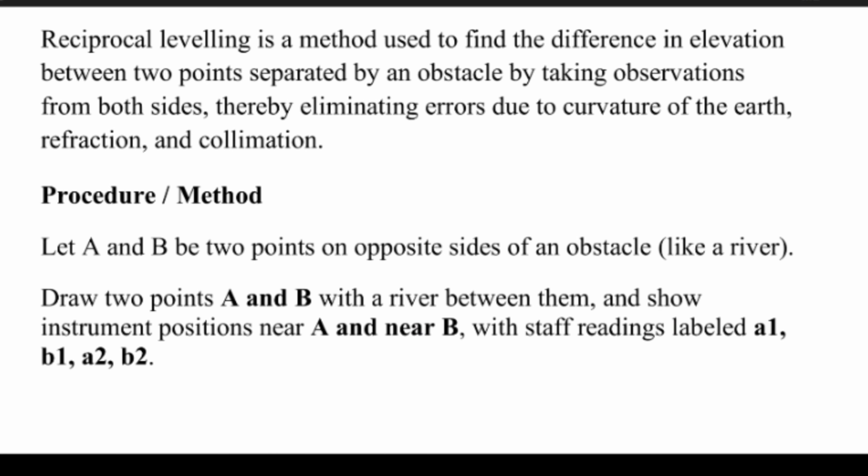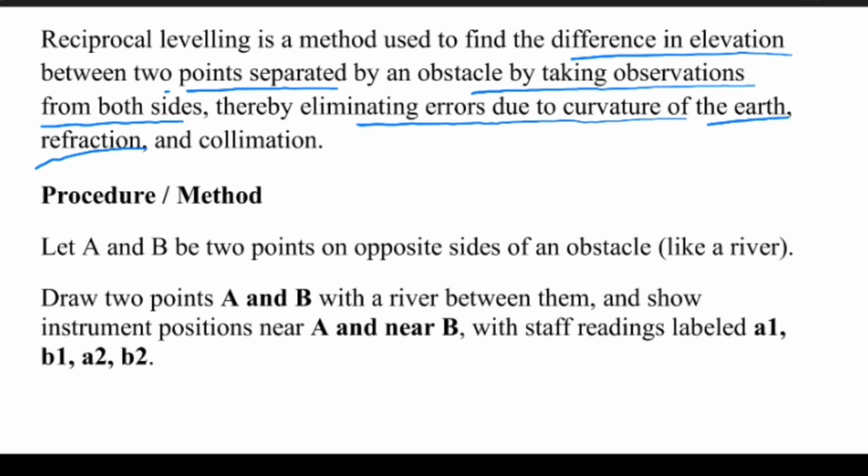For example, the difference in elevation between any two points separated by an obstacle is taken from both sides. There we can get elimination of error, namely elimination of curvature of the earth, refraction and collimation errors. E represents the curvature error, shown above in the diagram, that we need to find out. There we can use reciprocal leveling.